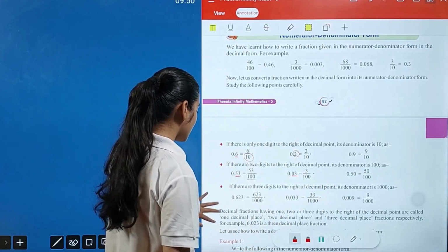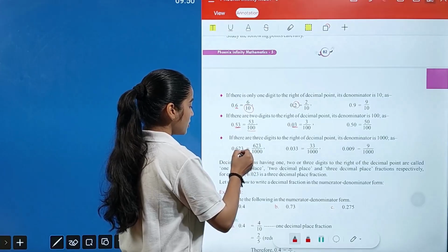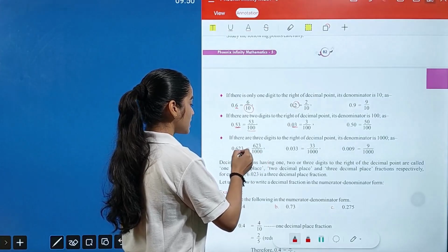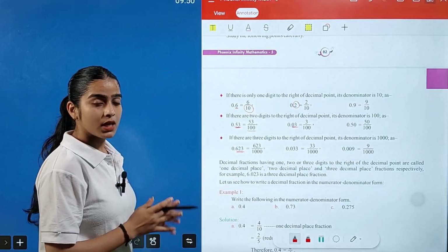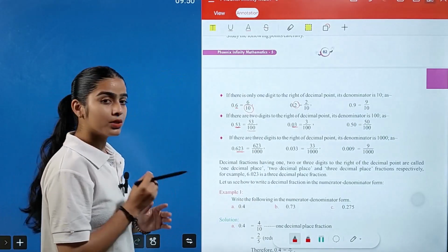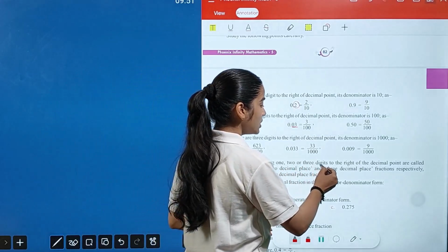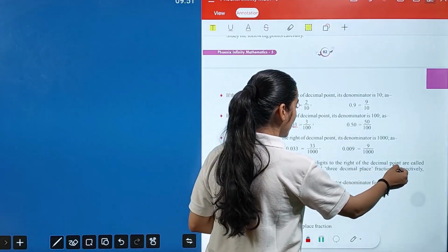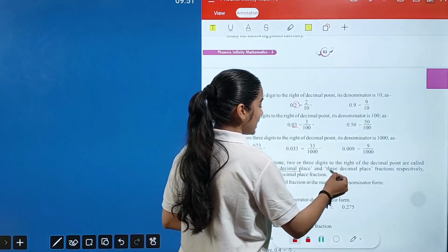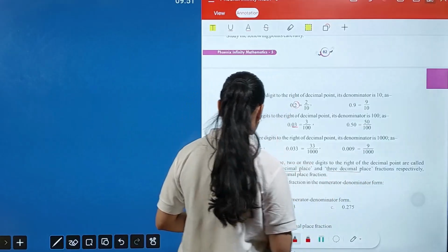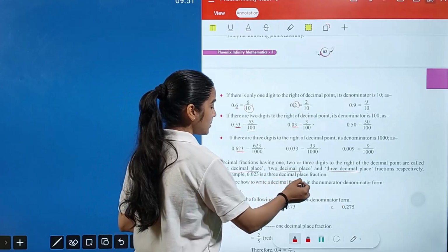Now for 3-digit numbers, so here we have a 3-digit number, so your denominator will be 1000 and 623 is your numerator. So in this way we can convert our decimal numbers into fraction form. Decimal fractions having 1, 2 or 3 digits to the right of the decimal point are called 1 decimal place, 2 decimal place and 3 decimal place fractions respectively. For example, 6.023 is a 3 decimal place fraction.